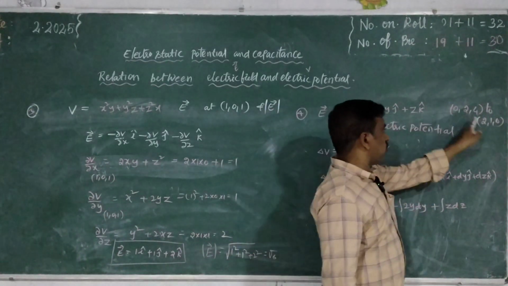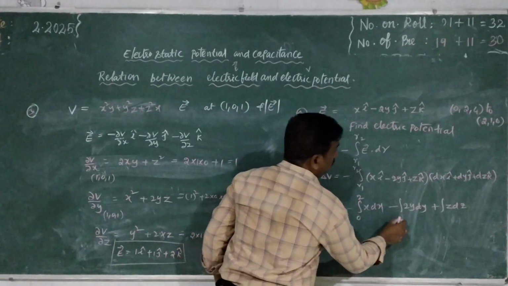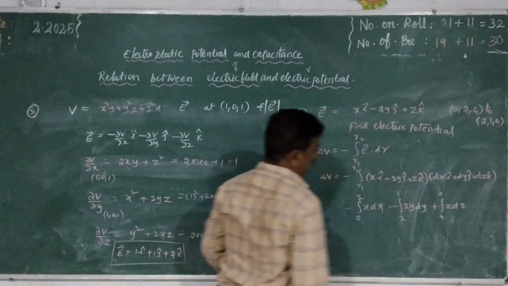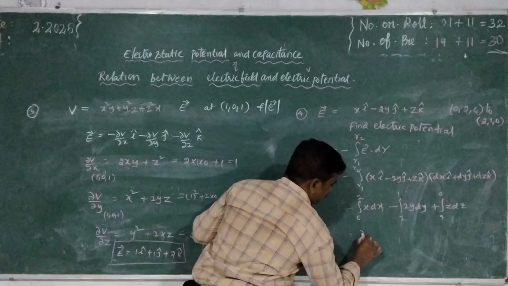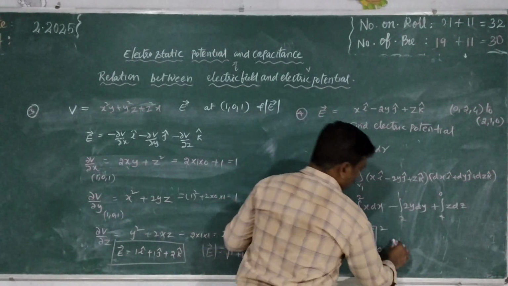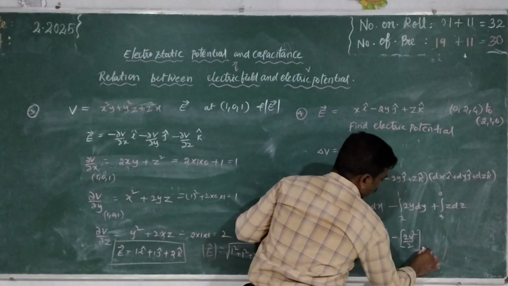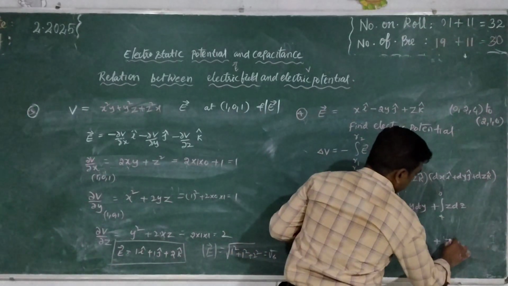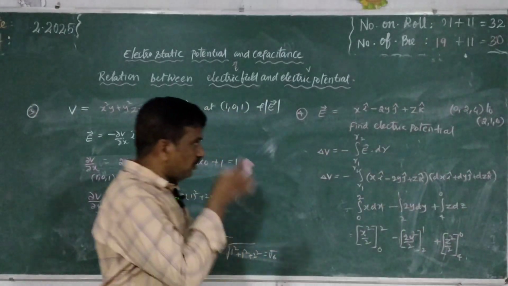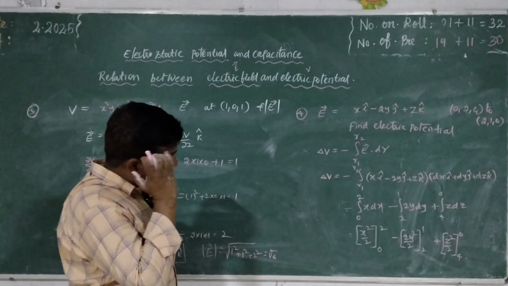What is the interval? X coordinates 0 comma 2, y coordinates 2 comma 1, z coordinates 4 comma 0. So the integral of x dx is x square by 2, with interval 0 comma 2. This one minus 2y square by 2, interval is 2 comma 1. Here z square by 2, and the interval is 4 comma 0.